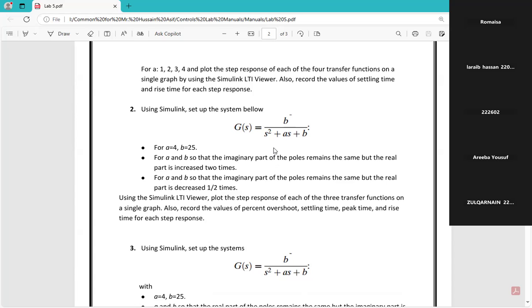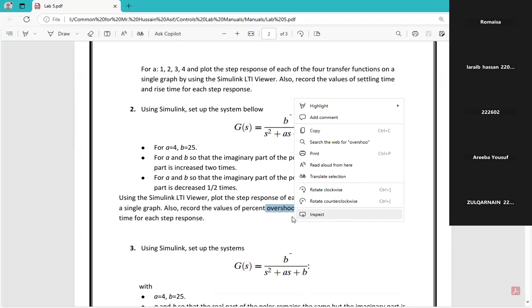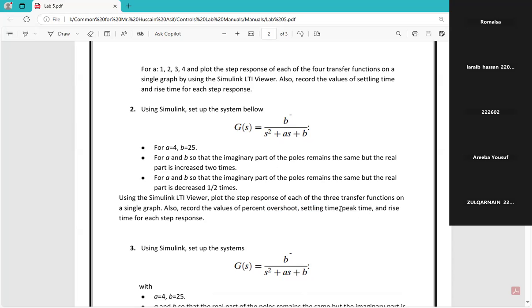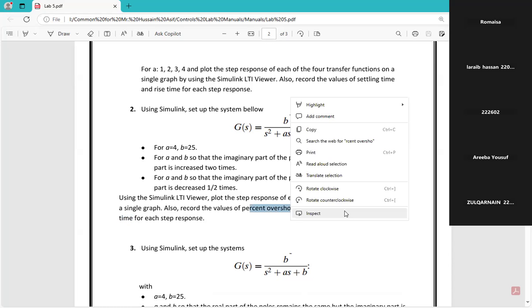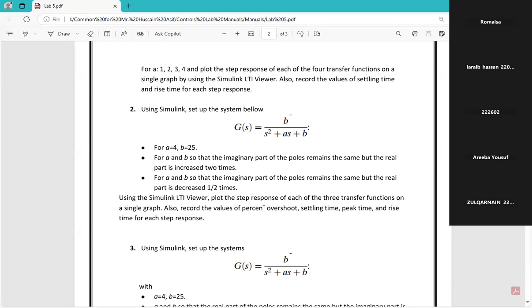So for the system of 25 over S square plus 4S plus 25, you are going to plot the step response. How are you going to do that? You're going to put the input of the system as step, and after that you're going to put a scope. So you're going to plot it, and when you run the system, the step response would be visible to you, and you're going to observe overshoot, settling time, and peak time. So settling time, overshoot, peak time, and rise time. So four things. For system number 1, 25 over s square plus 4s plus 25, you're going to observe percentage overshoot, settling time, peak time, and rise time.